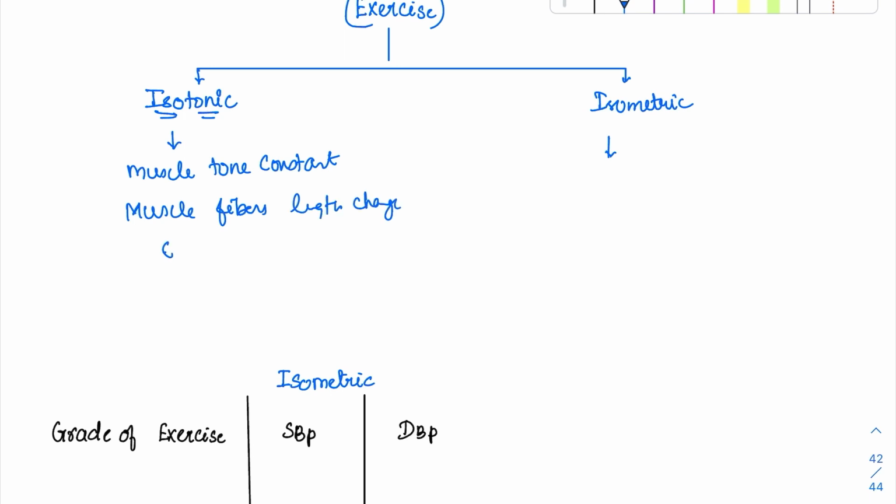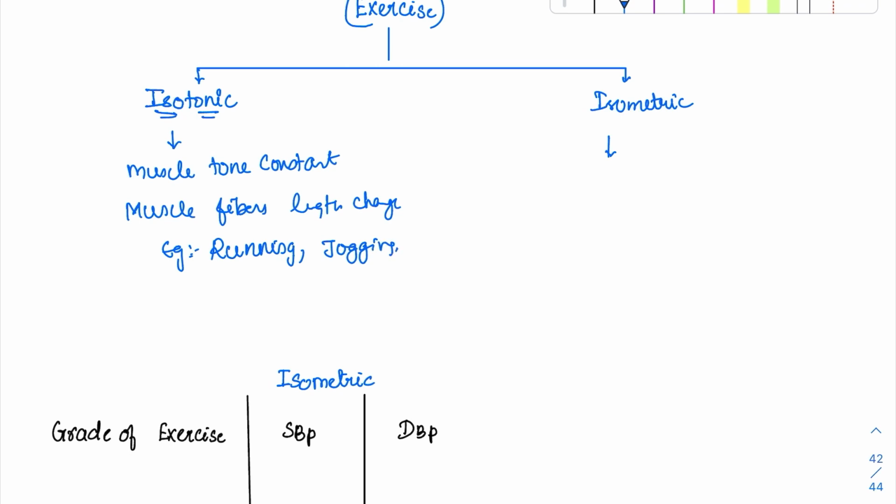And what is the example? Most of our activities where there is a contraction and relaxation happening are a kind of isotonic exercise. So running, jogging, everything is an isotonic exercise.